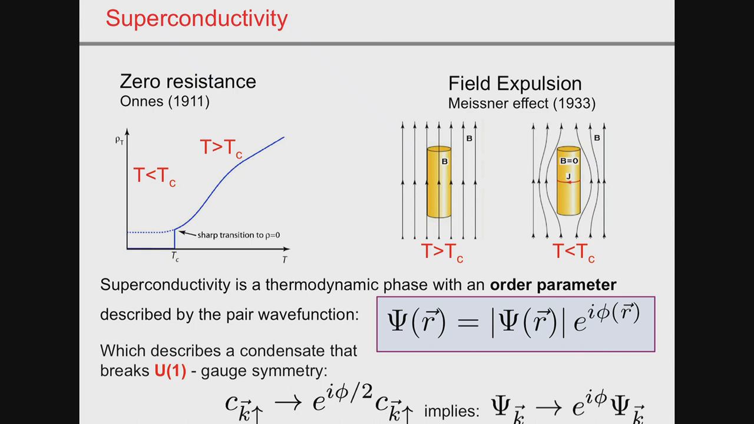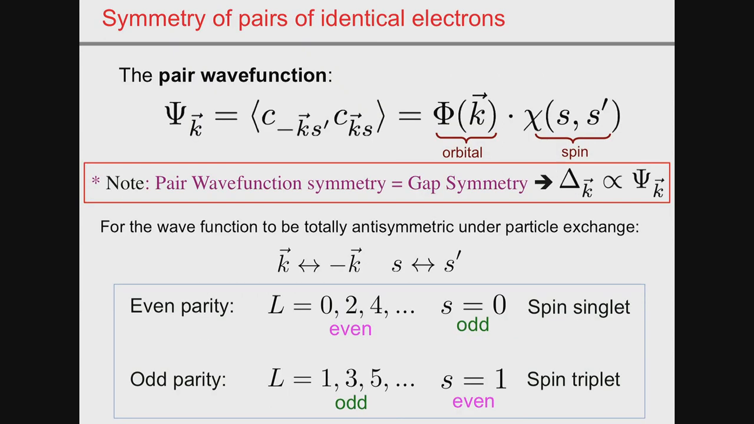Superconductivity is a thermodynamic phase. It involves a thermodynamic transition and an order parameter that can be described by the pair wave function, which has an amplitude and a phase. In general, when you go through the superconducting transition, you could break other symmetries as well, but at the minimum you break the U(1) gauge symmetry, and you condense electrons into Cooper pairs.